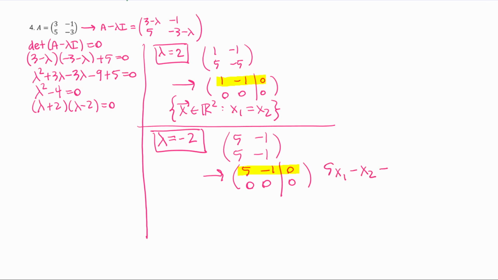So I'll have from this equation right here, 5x1 minus x2 equals 0. So x2 is equal to 5x1, and so I would say this is the set of all x in R2 for which, or you could even just write the equation, 5x1 minus x2 equals 0. Okay. And that's all for those problems.